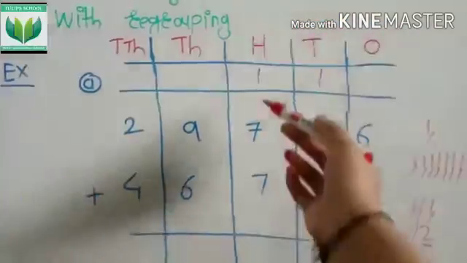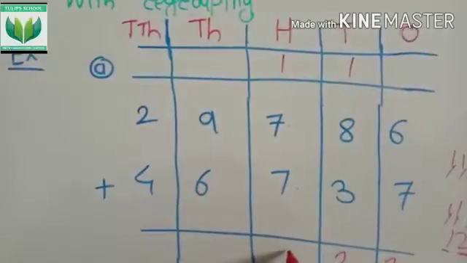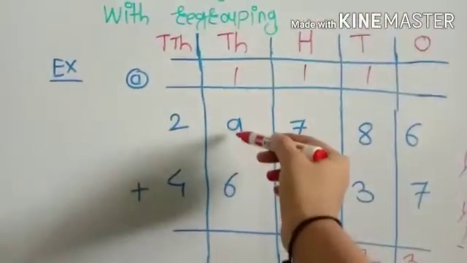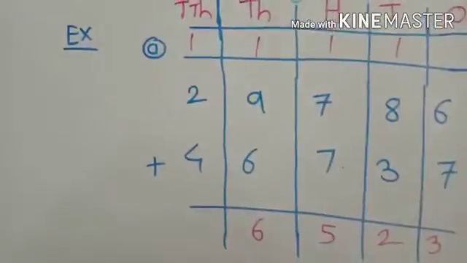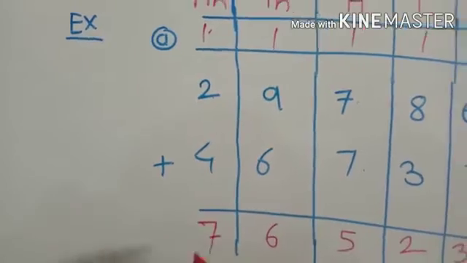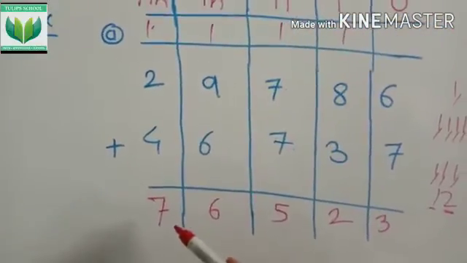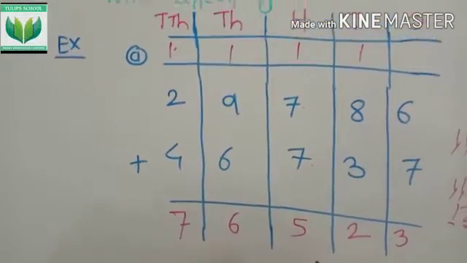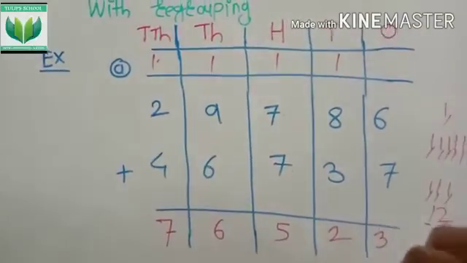Okay. Now solve this. 7 plus 7, 14. 14 plus 1, 15. 15, 5 downside and 1 is carry. 9 plus 1, 10. 10 plus 6, 16. 16, 6, 1 carry. 2 plus 1, 3. 3 plus 4, 7. Now answer is 76,523. Okay. This is called the with regrouping or with carry addition.